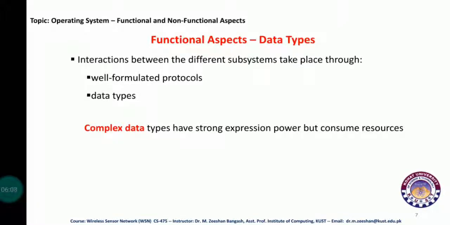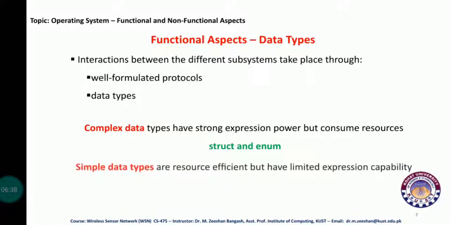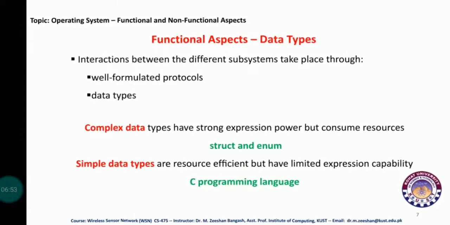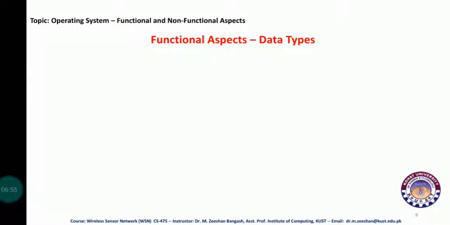So using complex data types while programming an application for WSN will create resource constraints. So the choice of the data type, whether to have a simple or a complex data type, is one of the aspects that need to be considered by the programmer or by the designer. For example, the complex data types include struct and enum, and the simple data types like integer, float have very limited expression capabilities, whereas the complex data types like struct and enum have more expression capabilities. So the C programming language is an example in which simple data types are mostly used, and we can use complex data types as well.